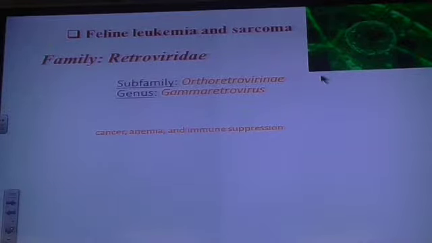So that tells you that the virus can affect cells, hematopoietic cells. It can affect lymphocytes, can cause anemia, and can cause different types of cancer. We're going to see what types of cancer they are.